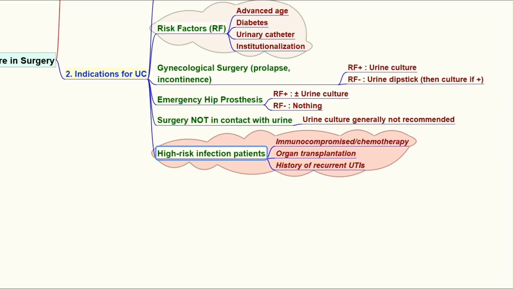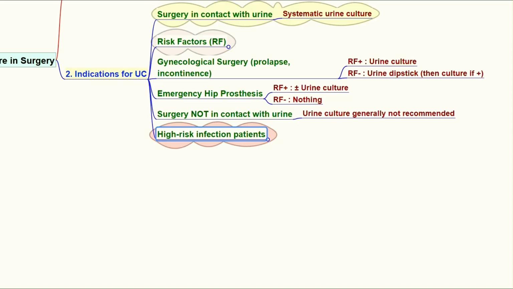For high-risk patients, a specific management algorithm is recommended, which often includes preoperative urine culture. Conditions such as immunosuppressed patient, chemotherapy, organ transplant, or history of recurrent UTIs. Management for elective surgery.